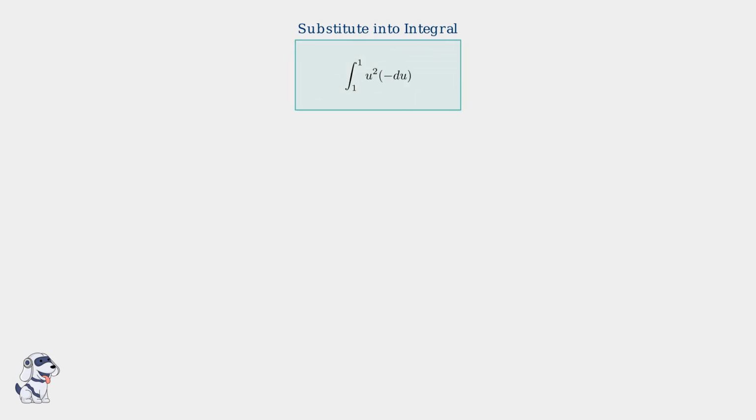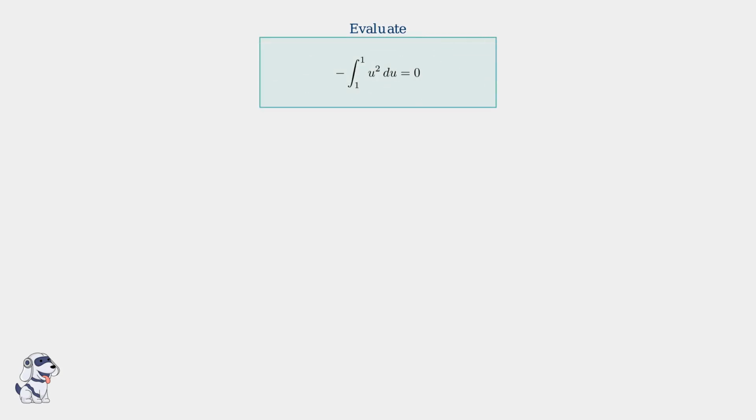Substituting into the integral gives us the integral from 1 to 1 of u squared times negative du. The integral becomes negative integral from 1 to 1 of u squared du, which equals 0, because the limits of integration are the same.